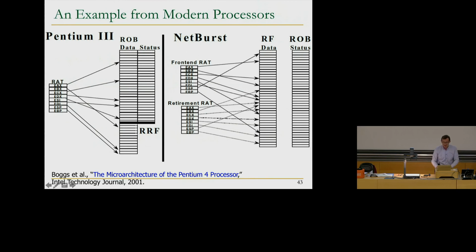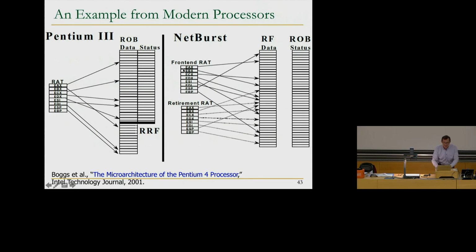This is the front-end register alias table that points to the renamed values. And this is the architectural register alias table. They call it the retirement register alias table that points to the architectural registers. And sometimes they both point to the same register. Now, what does that mean?